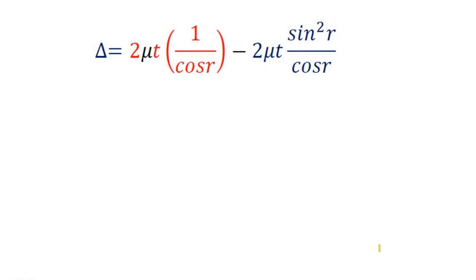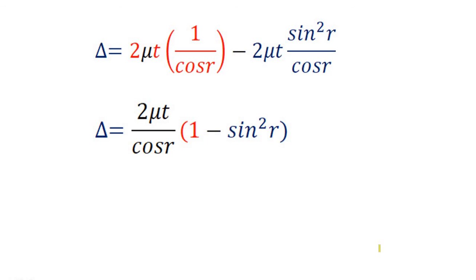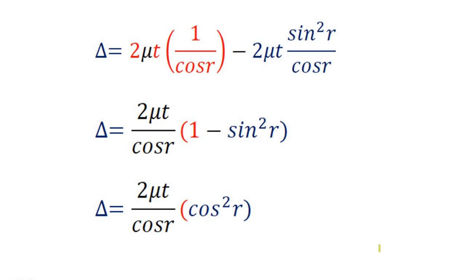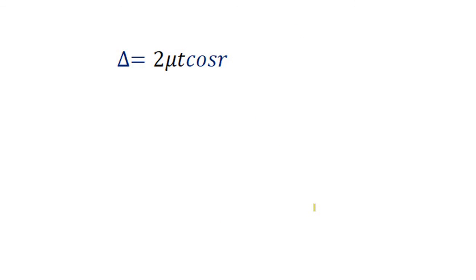Just rearrange the above equation, and we will get this value. Now 2 mu T by cos R is common in both terms. That is, delta equal to 2 mu T by cos R into 1 minus sin square R. 1 minus sin square R is equal to cos square R. So delta equal to 2 mu T by cos R into cos square R. Here one cos R and the cos square R will cancel, so delta equal to 2 mu T cos R.